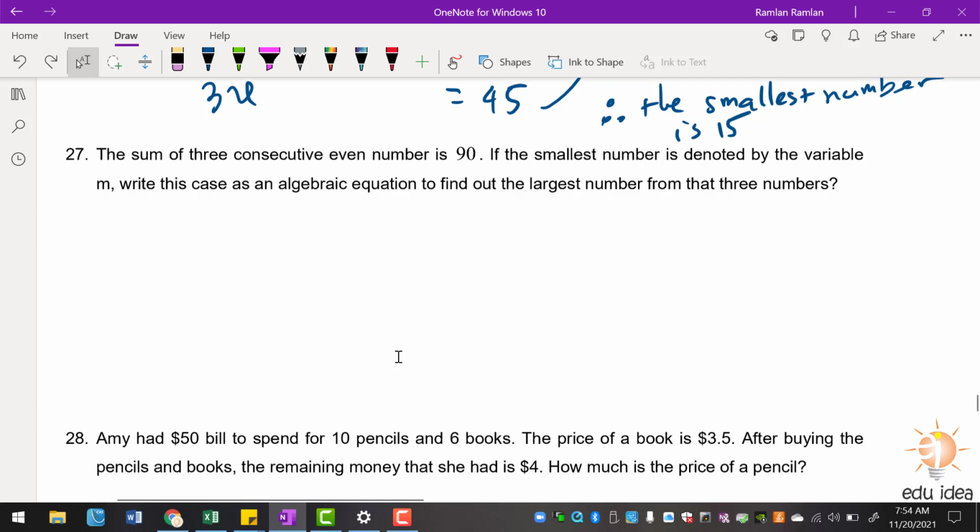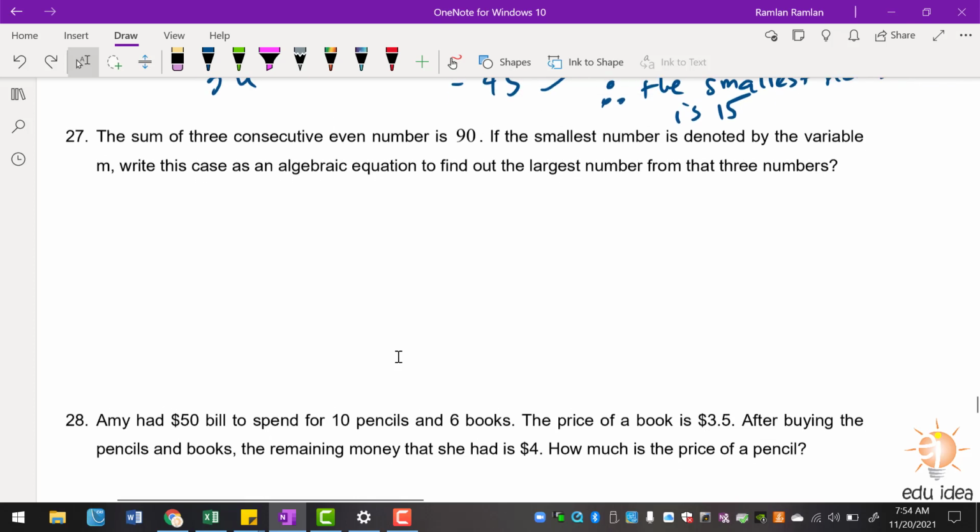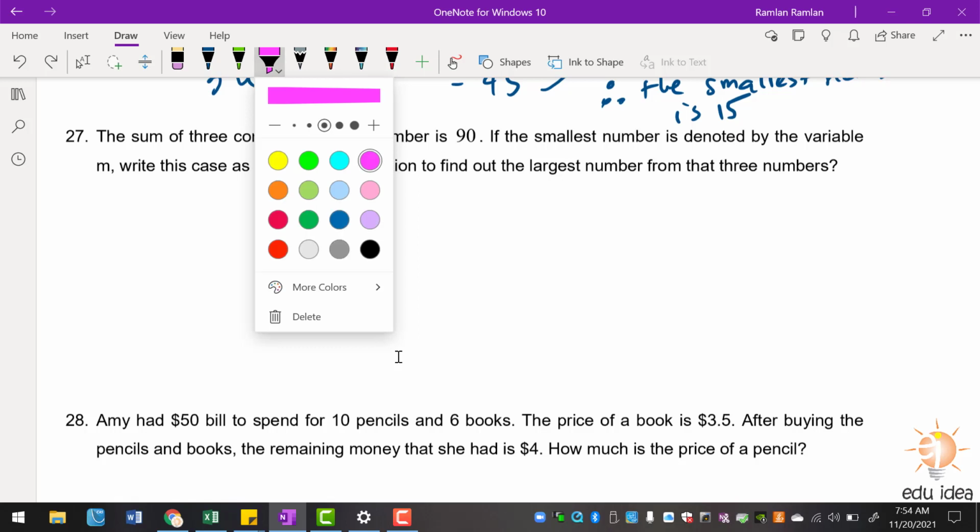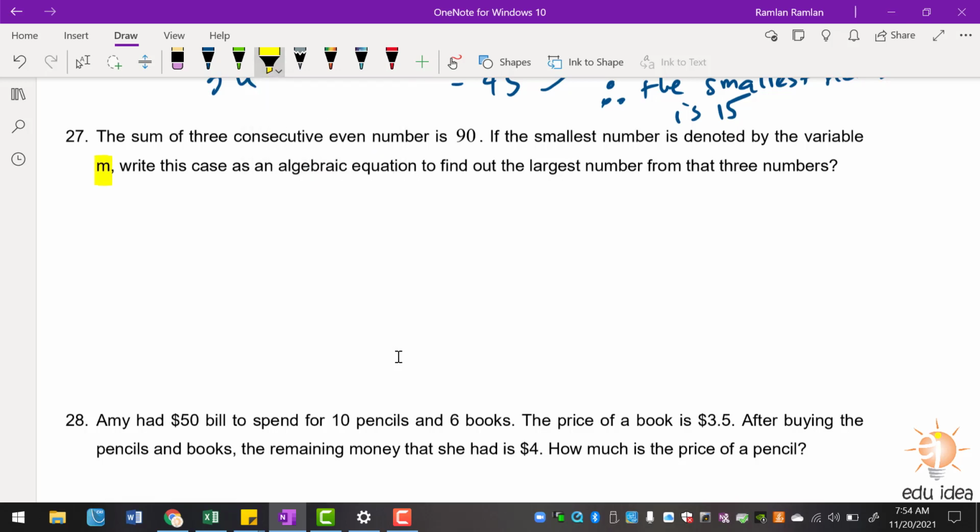Okay, so I'm gonna read this first. The sum of 3 consecutive even numbers is 90. If the smallest number is denoted by the variable m. Okay, so the variable that we're going to use for this one is m, because it is said in the question. We have m here. Write an algebra equation to find out the largest number. So the question is the largest number, right? But we can solve that later.